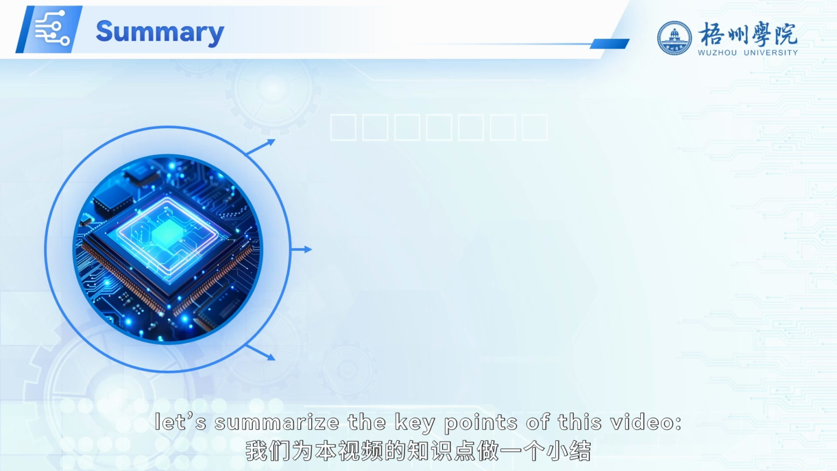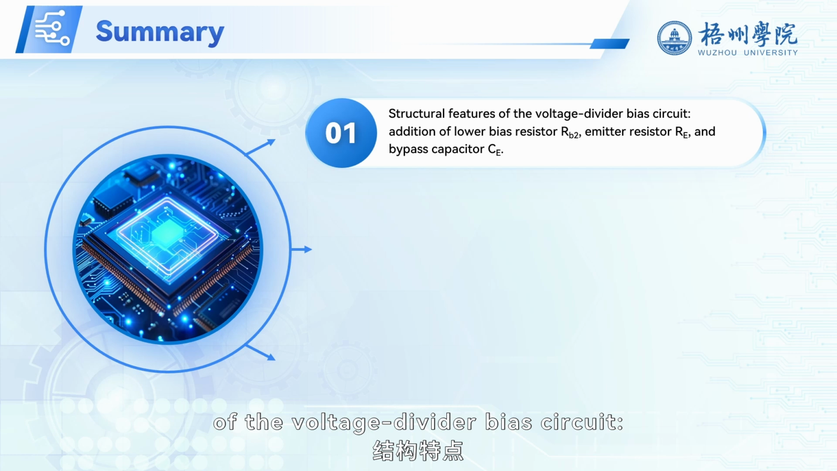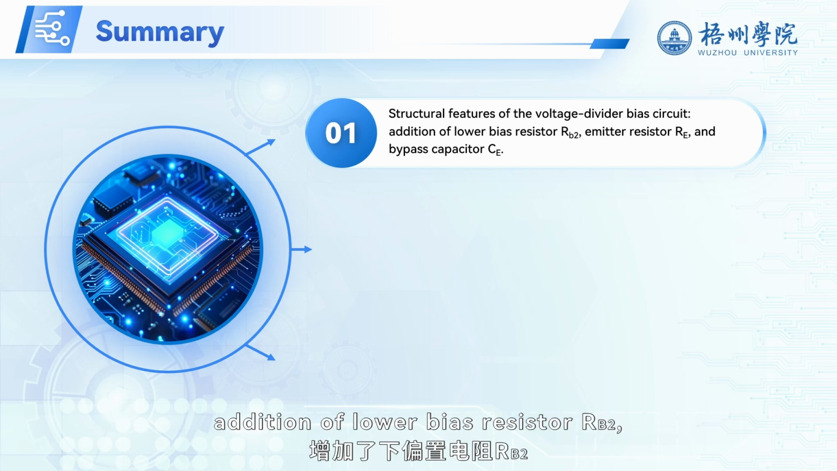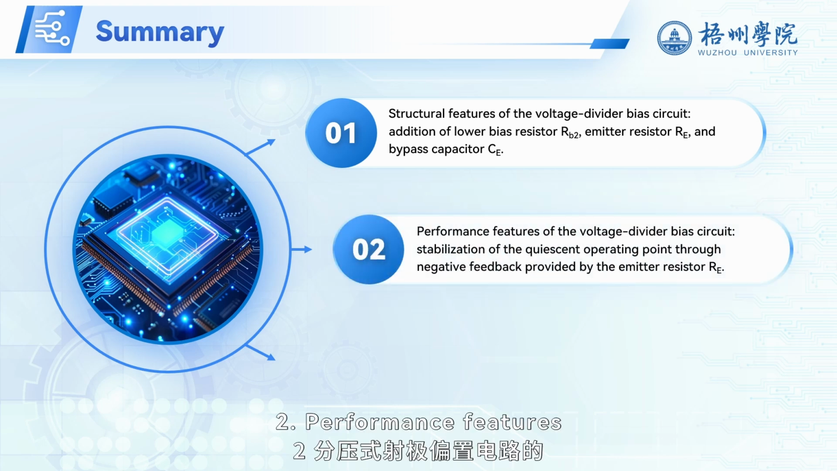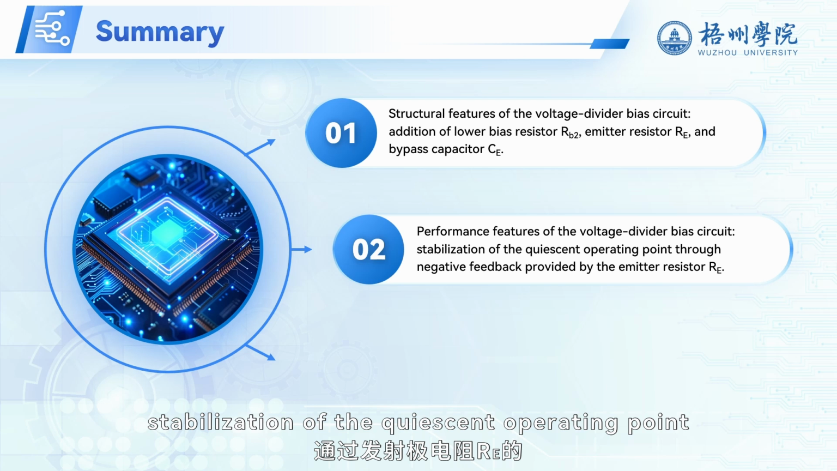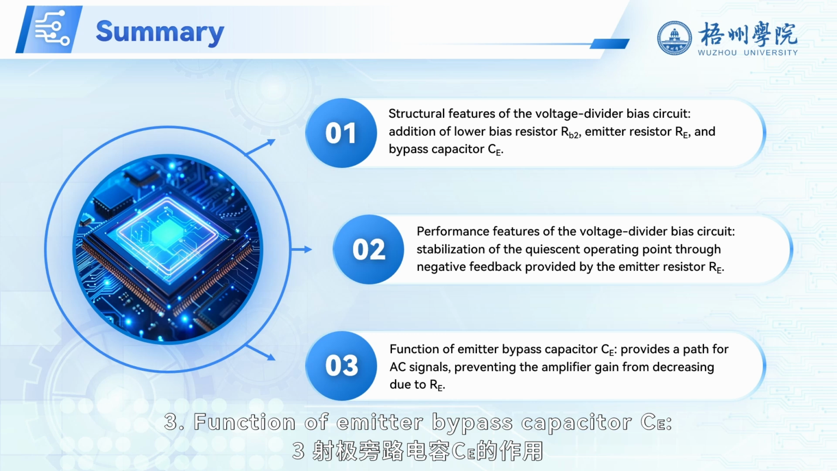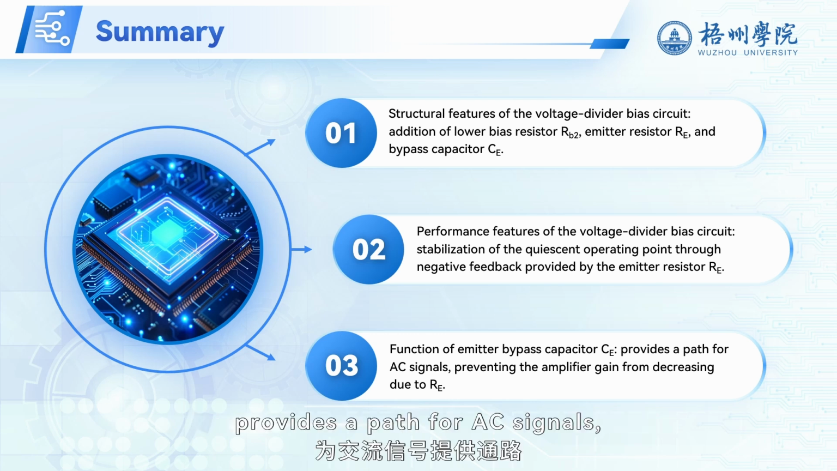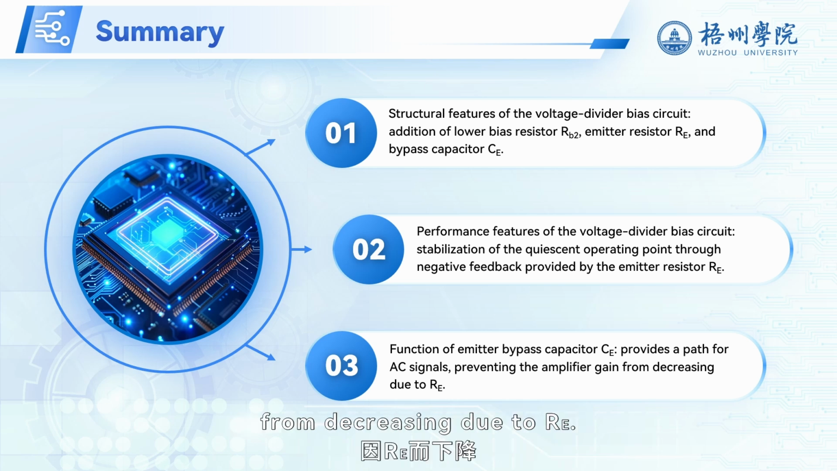Finally, let's summarize the key points of this video. 1. Structural features of the voltage divider bias circuit: addition of lower bias resistor RB2, emitter resistor RE, and bypass capacitor CE. 2. Performance features of the voltage divider bias circuit: stabilization of the quiescent operating point through negative feedback provided by the emitter resistor RE. 3. Function of emitter bypass capacitor CE: provides a path for AC signals, preventing the amplifier gain from decreasing due to RE.